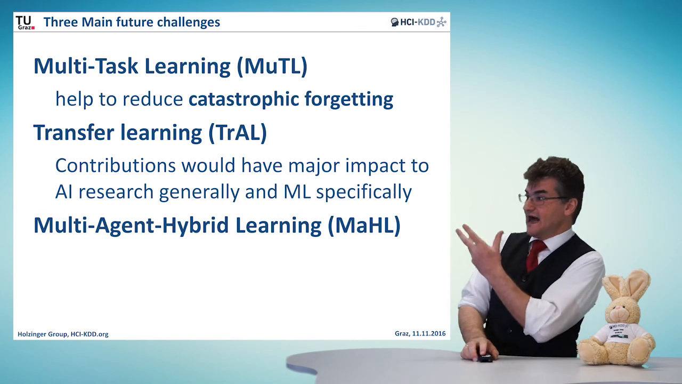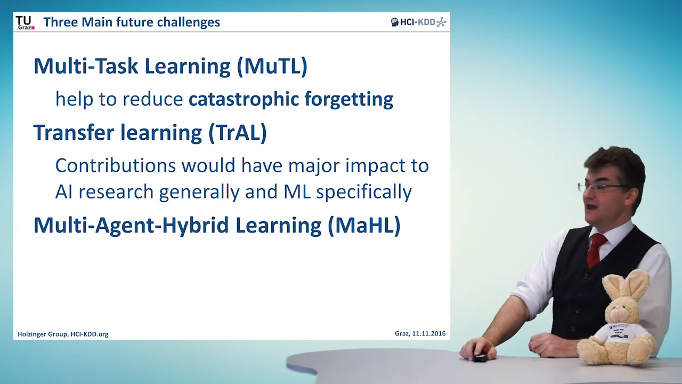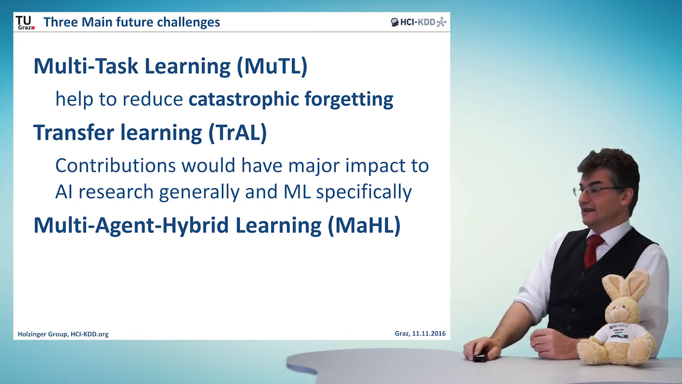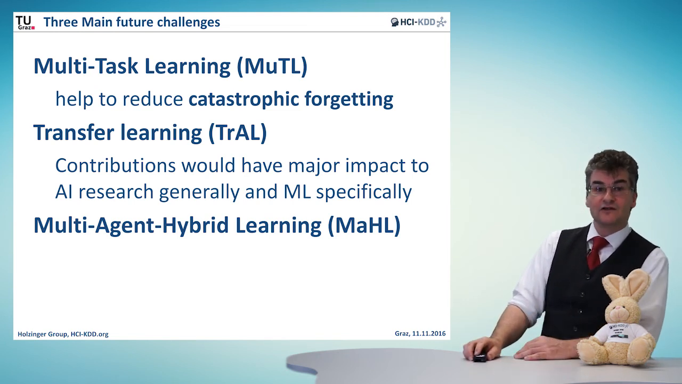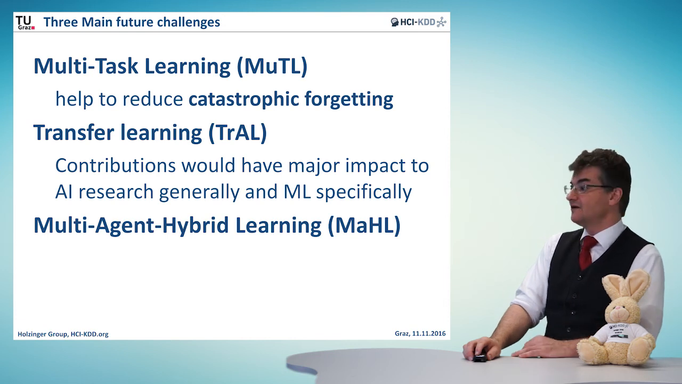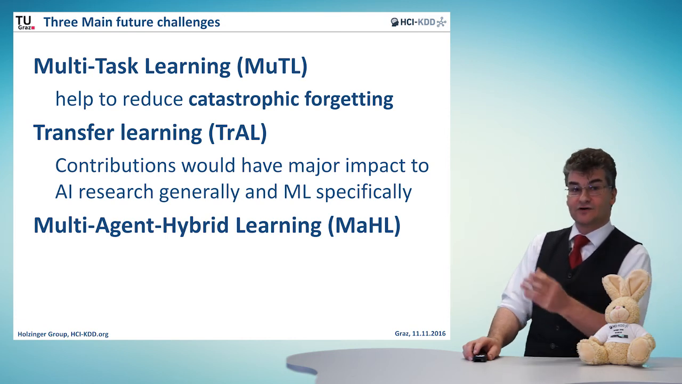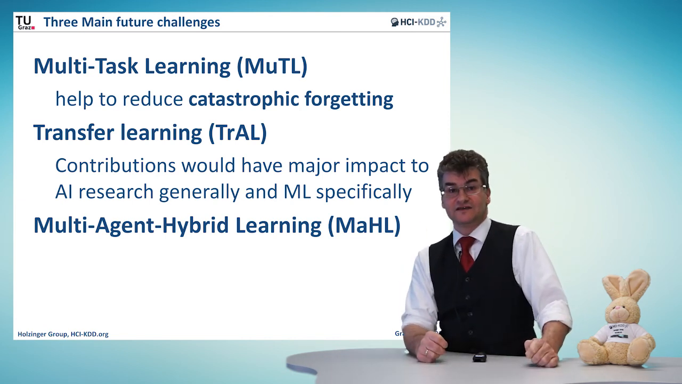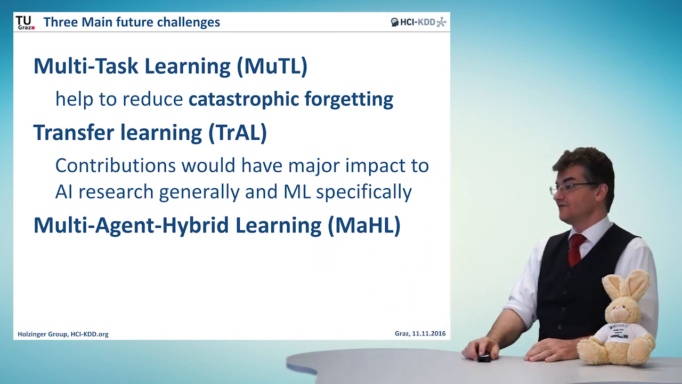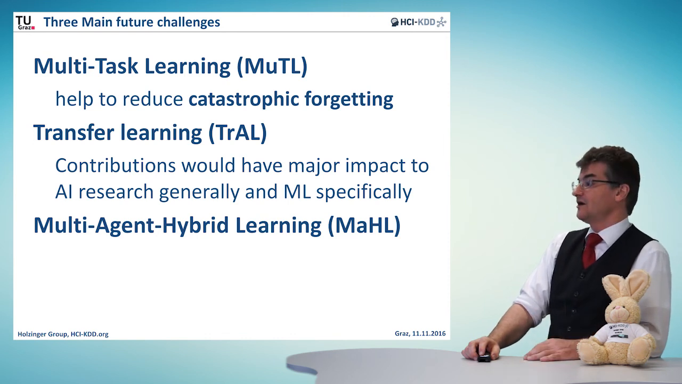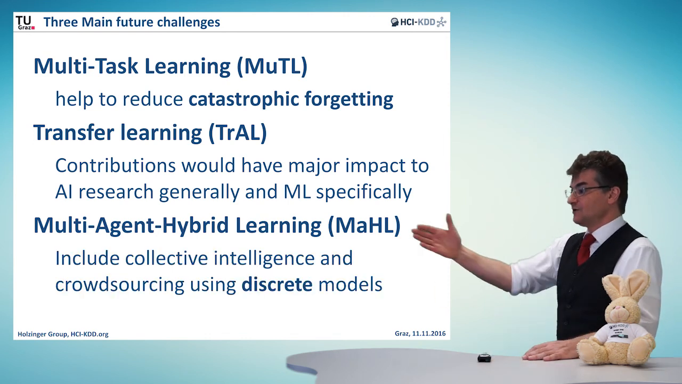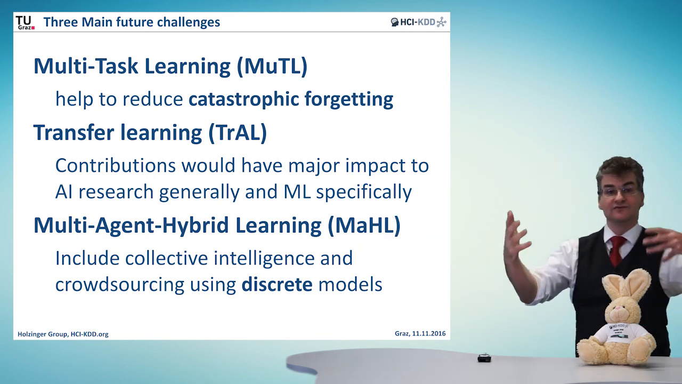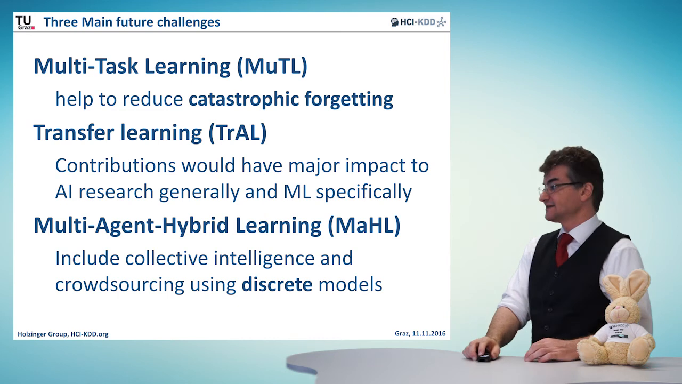And this brings me to the last of the 3 points, multi-agent hybrid learning. That means to involve humans in the loop, to learn from both. Algorithms can learn from humans, humans can learn from algorithms. There's a high learning aspect, so also students from informatics for teachers can maybe be involved here because this is human learning involved. And this includes, of course, collective intelligence and crowdsourcing by using, for example, discrete models.